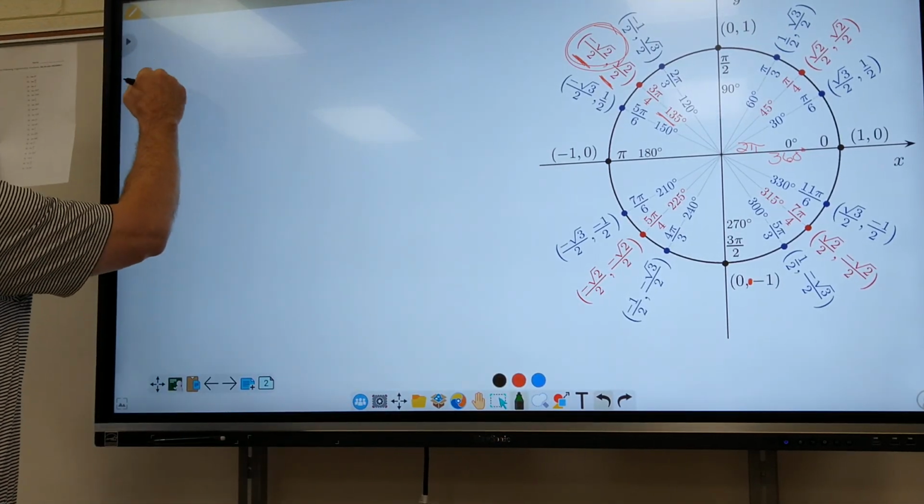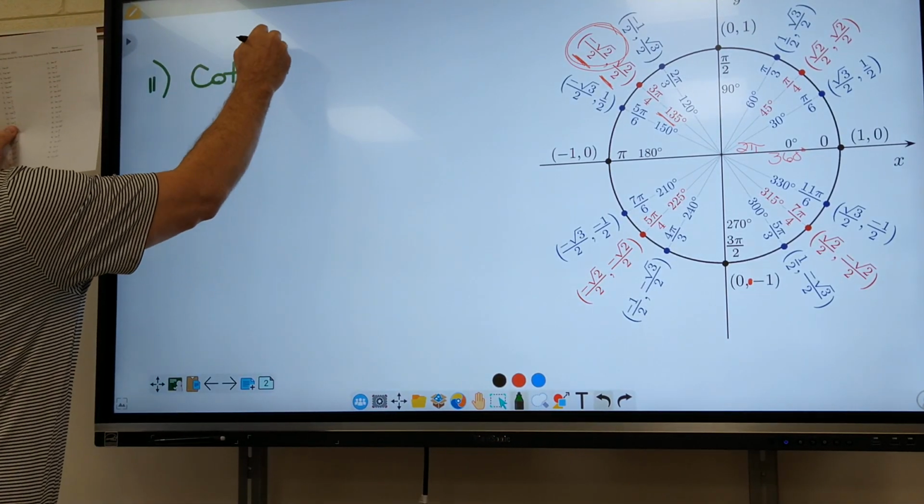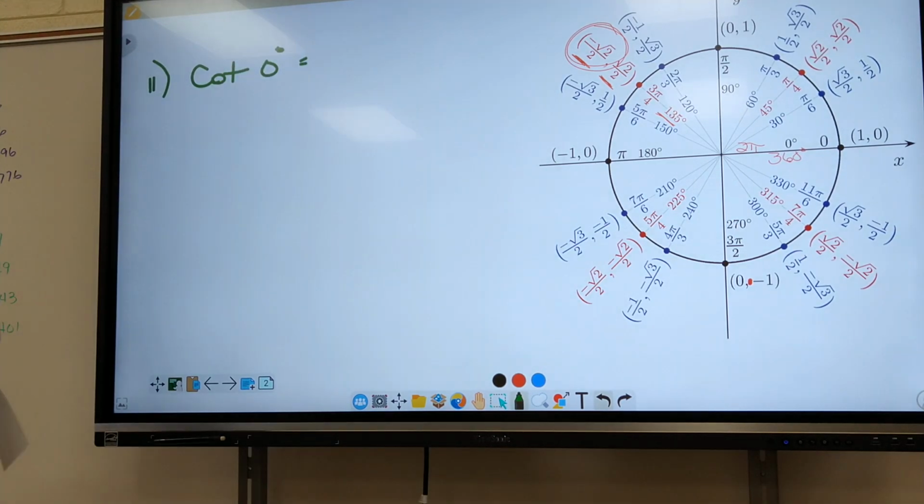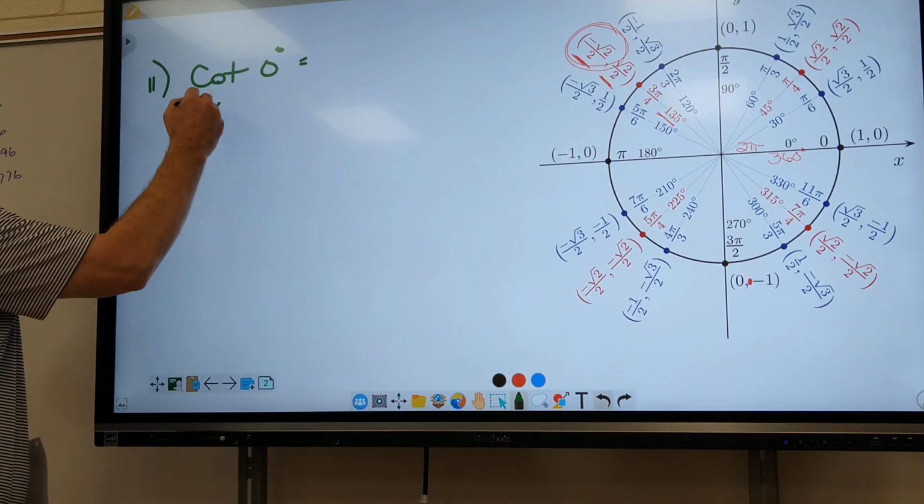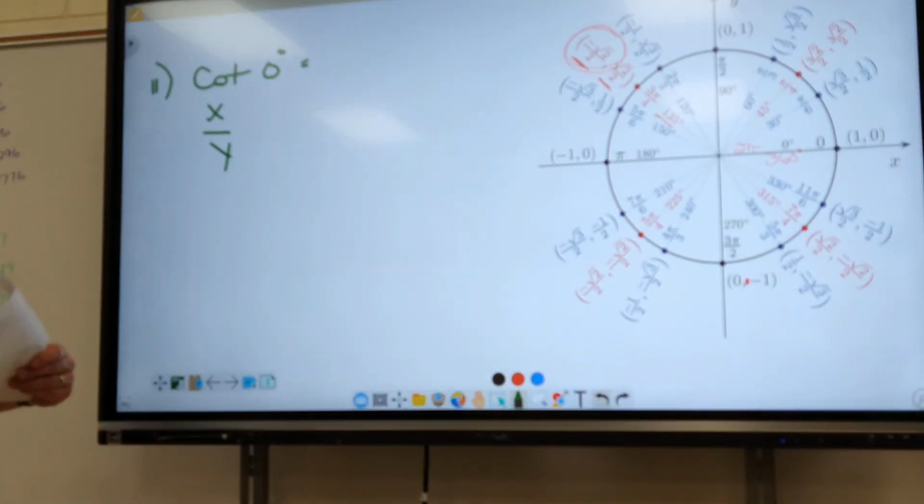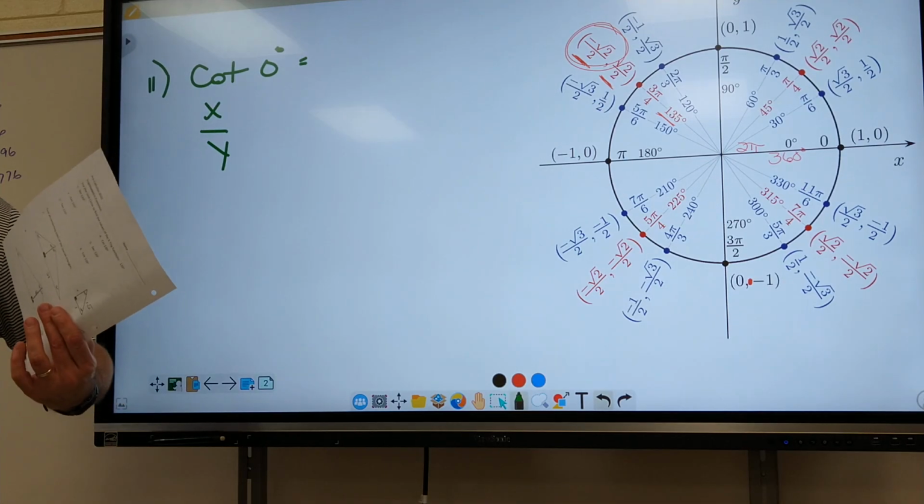All right, so we're on number 11. Cotangent of 0 degrees. Okay, we got to use a new formula now. On 11 through 20, we're going to use the formula for cotangent, which is x over y. So all of these are going to be x over y. But basically, it's the same thing you did on 1 through 10, guys.